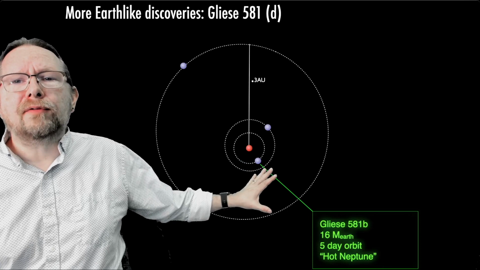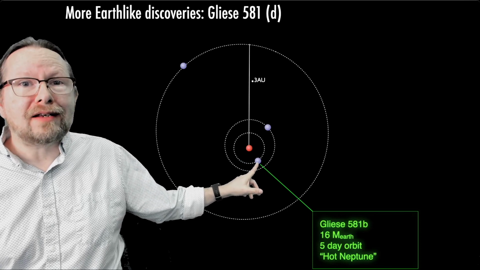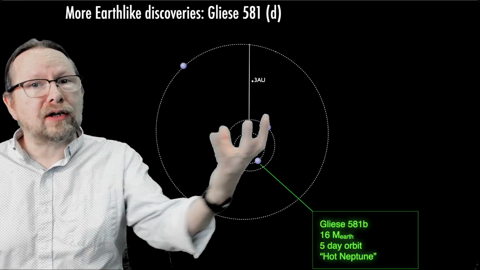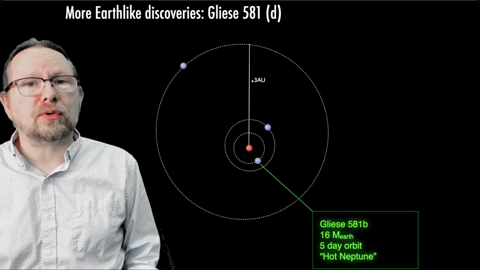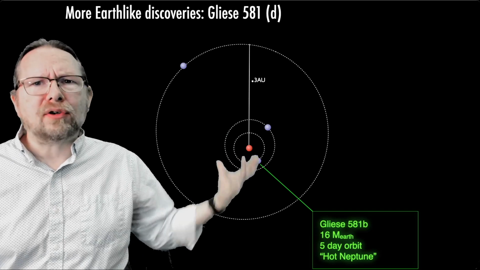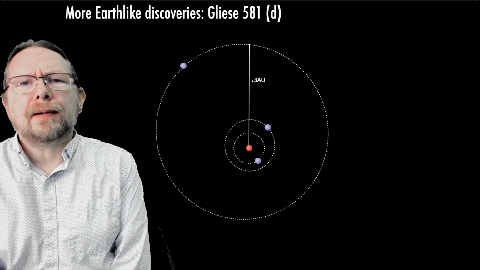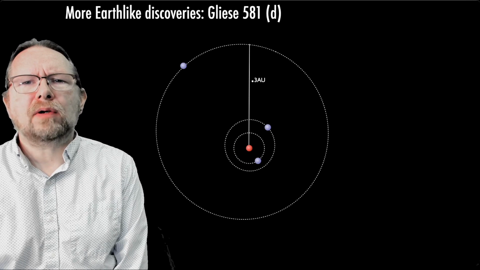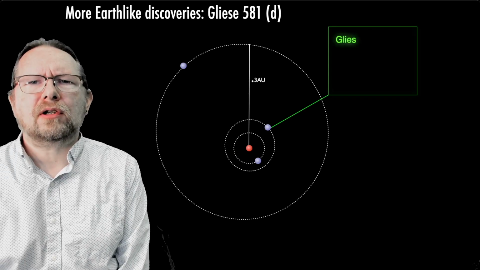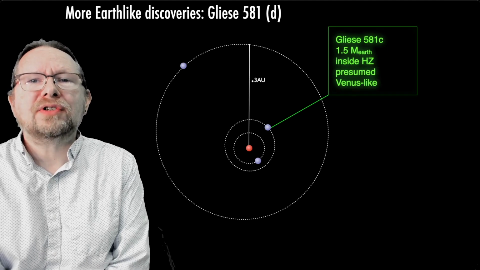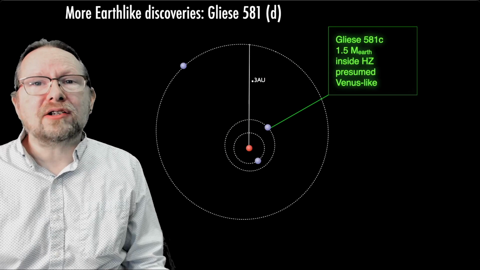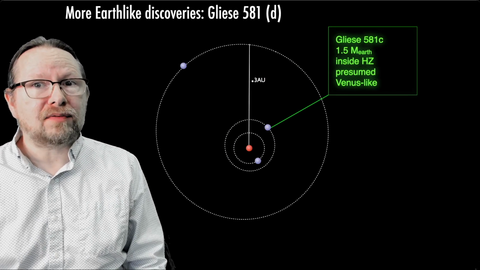So we can think of 581b as being sort of a hot Neptune. It is as massive as Neptune, but it's in a closer-than-Mercury orbit to its star. Now, its star is dimmer than the Sun, but we're still in a very, very close orbit. What's next? 581c. I don't know why these slides are changing so slowly. There we go. 581c is a terrestrial size planet. It's about 1.5 times the mass of the Earth.